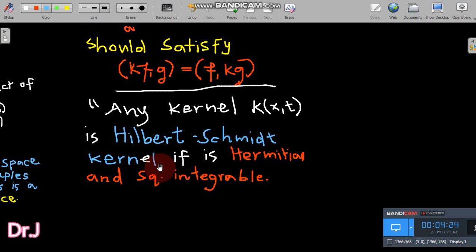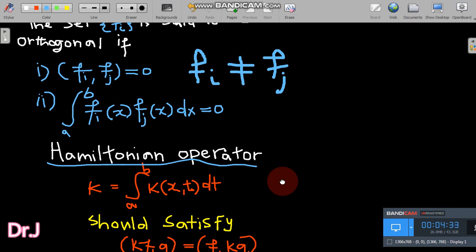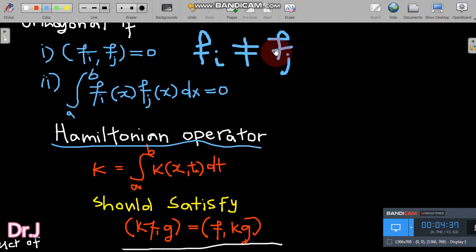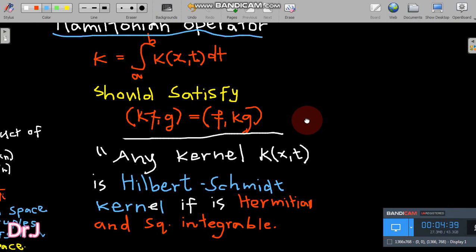So with that we come to the end of this program. In the next program I will take another topic. In this topic we discussed the orthogonal set. The second one is about the Hamiltonian operator, which has to satisfy this condition. And if a set is Hermitian and square integrable, then we say that it is a Hilbert-Schmidt kernel, because the Hilbert-Schmidt kernel would be very useful to prove the Hilbert-Schmidt theorem.